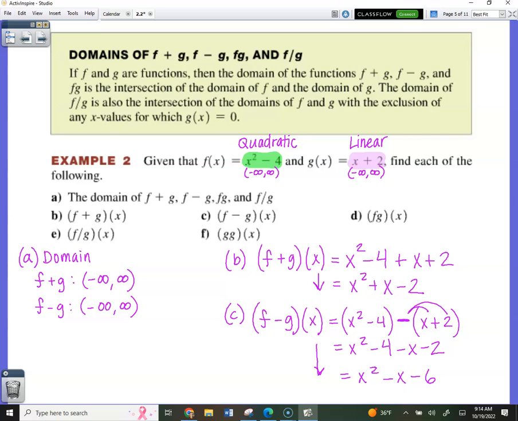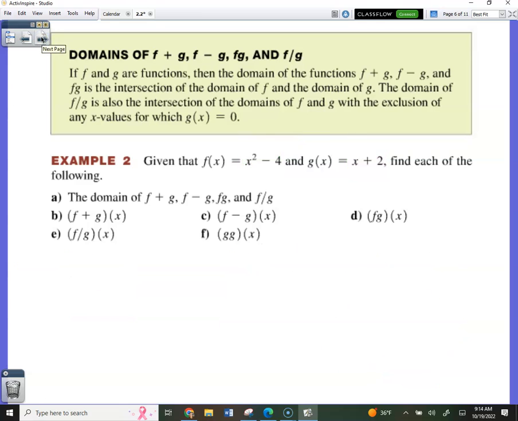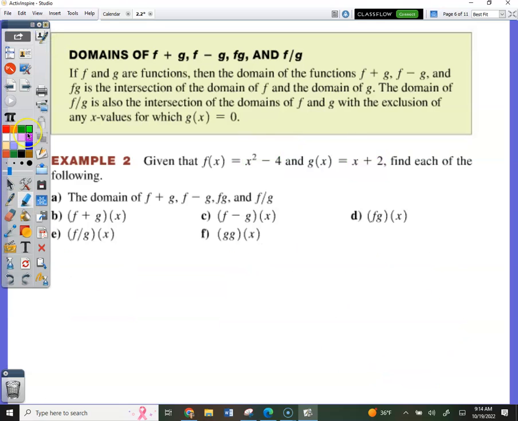Now I'm going to go to the next slide, and we're just going to continue this problem. So we've taken care of the add and the subtract. I'm going to the next slide so I don't have issues writing. We have F, we have G. We said this is quadratic. This is linear. We've already done F plus G, F minus G, here and here, right?